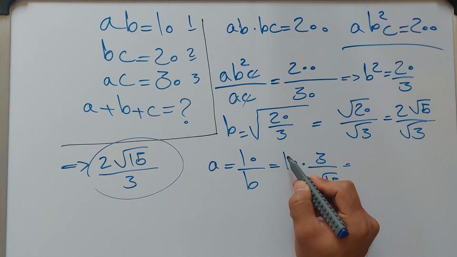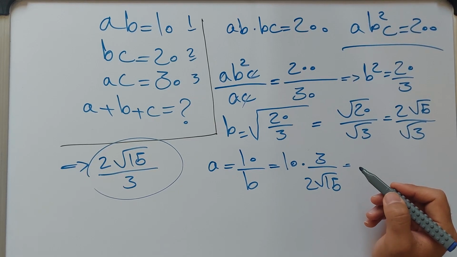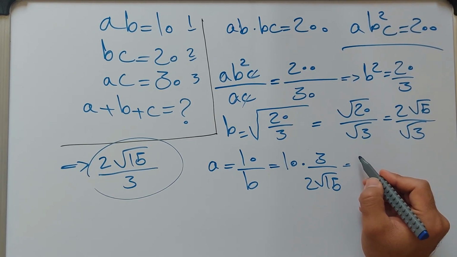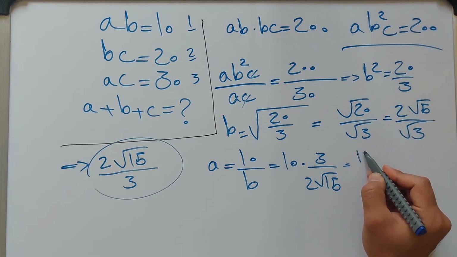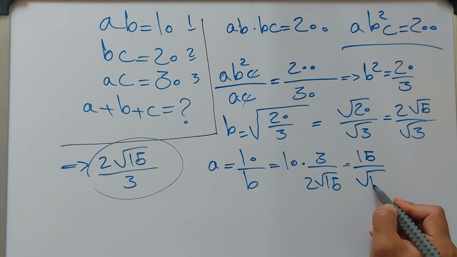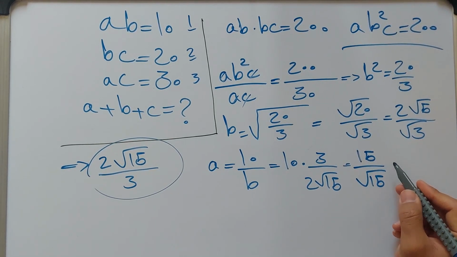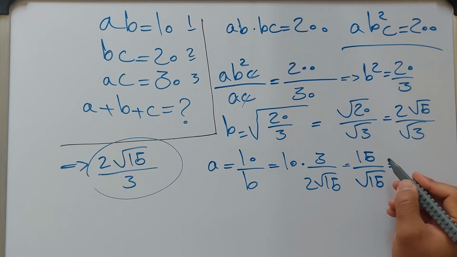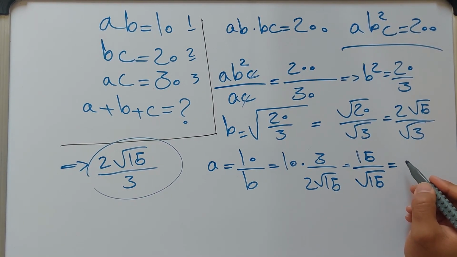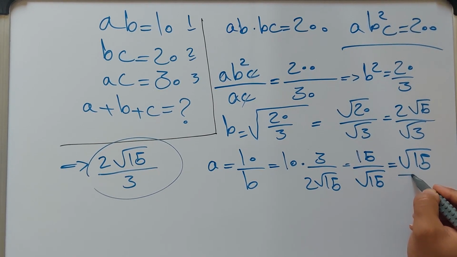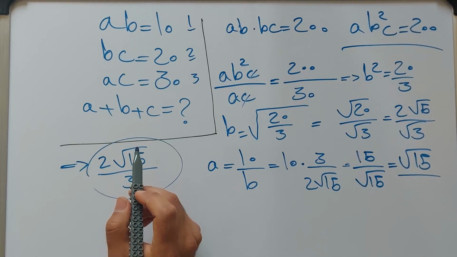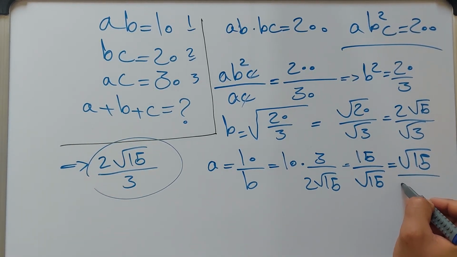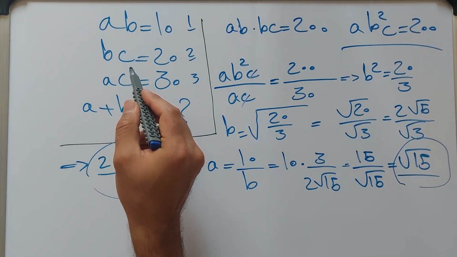So in other words, 10 over 2, that's 5, and 5 times 3 is 15 over square root of 15. If we multiply the numerator and the denominator by square root of 15, we'll have 15 square root of 15 over 15, which is just square root of 15. So that's A. So we have A and B, and the final one is C.